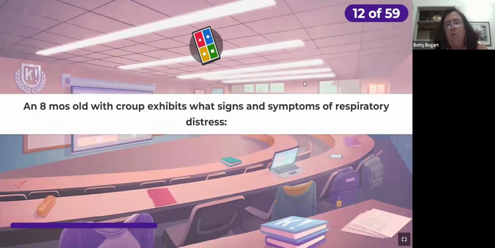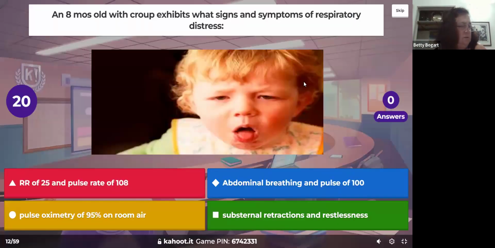An 8-month-old with croup exhibits what signs and symptoms of respiratory distress? An 8-month-old with croup.